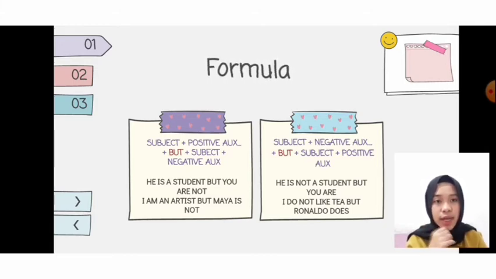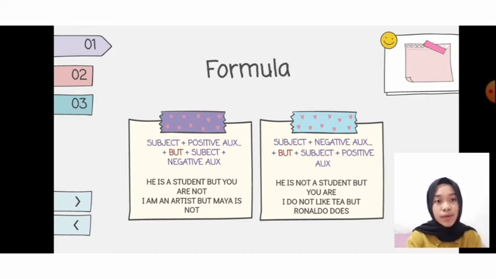Kemudian contohnya, I am an artist but Maya is not. I am an artist merupakan kalimat yang berkontekskan positif. Kemudian diikuti dengan but. Kemudian diikuti oleh kalimat yang berkontekskan negatif.